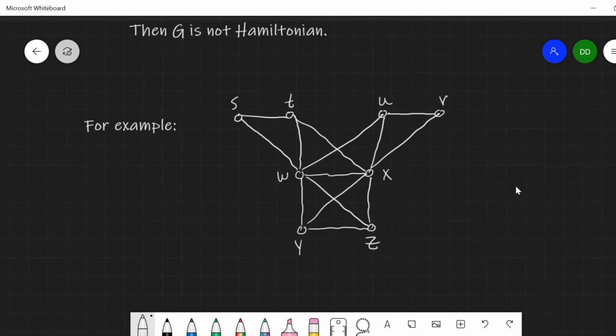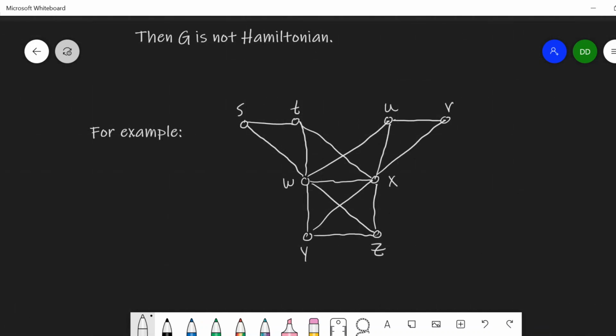So let's take a look at this graph. I claim that this is not Hamiltonian, and let's see why. So what we can do here is scan for vertex cuts of the graph. Some of these might work, some might not. So yeah, let's see. For example, I could remove U and X. U and X is a vertex cut of the graph, right?